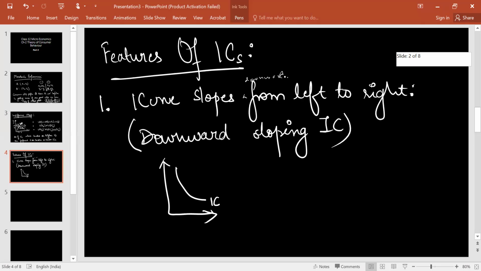Why? Because if I have to increase the quantity of one good, let's say x, I need to forego some units of y. Let's say I have 10 units of y and 1 unit of x. If I have to increase one other unit of x, then I have to forego some units of y so that my level of utility remains the same. So that is why we have this indifference curve sloping from left to right. All right.